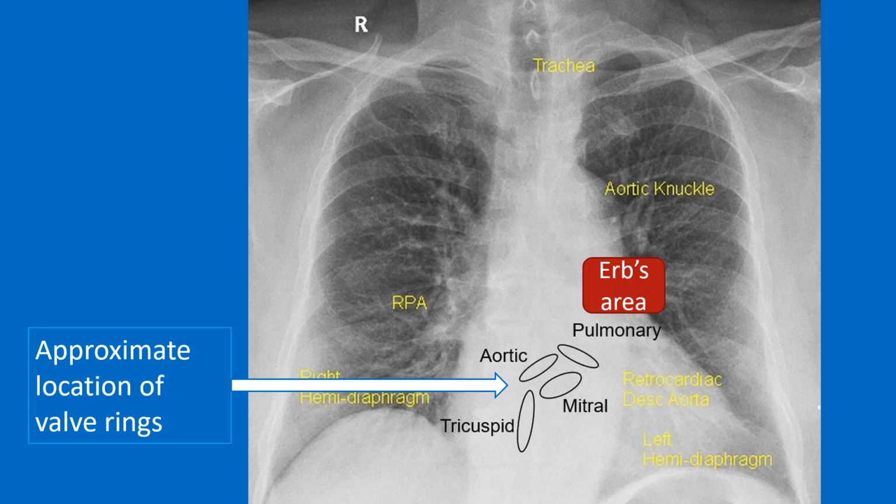Erb's area, third left intercostal space close to sternum, where the murmur of aortic regurgitation may be better heard. This region is also called secondary aortic area. Rogers area, fourth left intercostal space close to sternum, where the murmur of small ventricular septal defect, that is maladie de Roger, is heard. In addition to these, certain regions are auscultated when specific lesions are suspected.